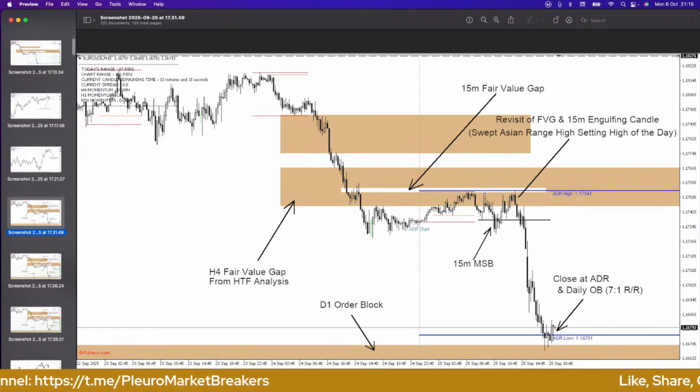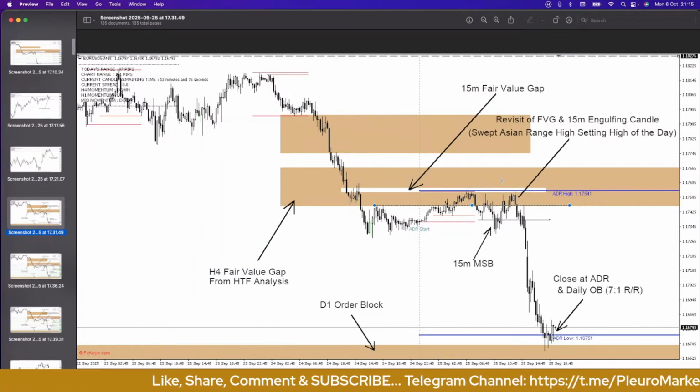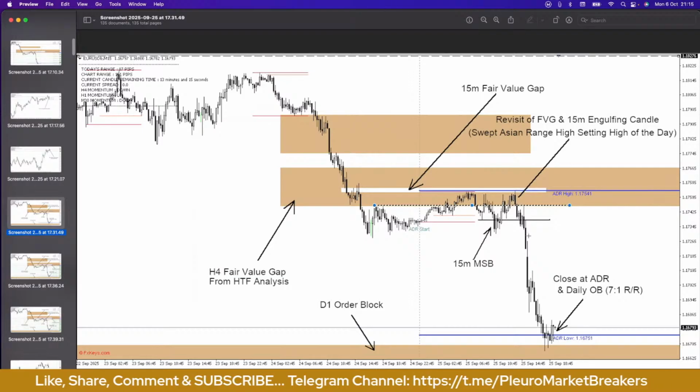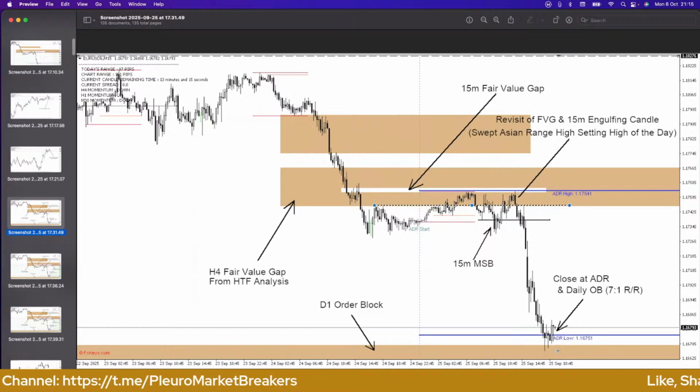A high was swept here. And then the market structure, now this is on a 15-minute chart, market structure breakdown. It comes back up into an area of liquidity and it sells. Right? Okay.